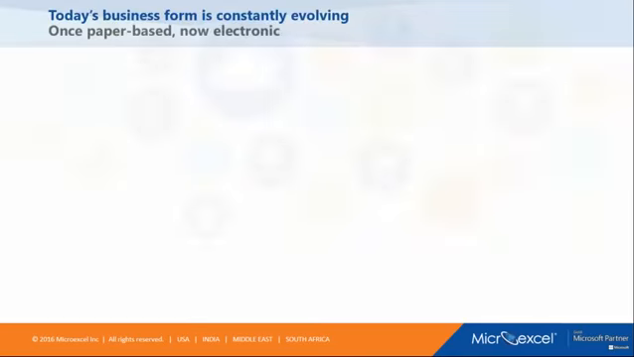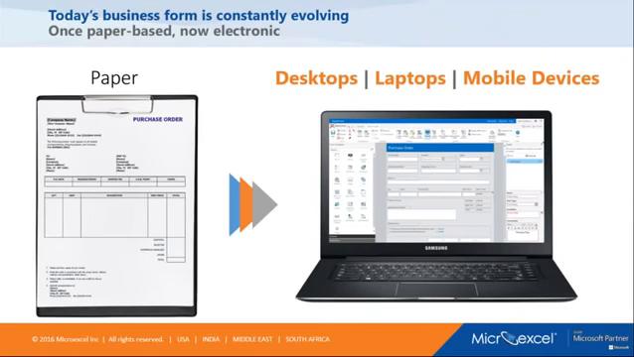So the first thing I would like to explain here is the need for business forms today. Business forms are constantly evolving, as we know. Initially they were paper documents, but the form is now electronic and can be viewed on any device, for example desktops, laptops, and mobile devices. Also, forms have grown from a simple structured document to the primary interface used to collect data by a variety of enterprise processes and applications.